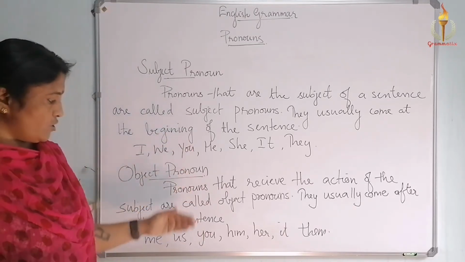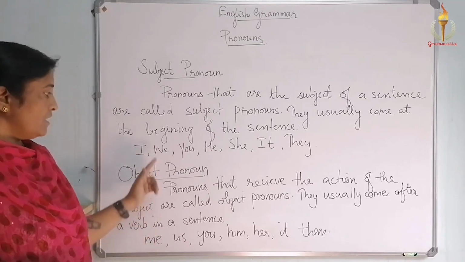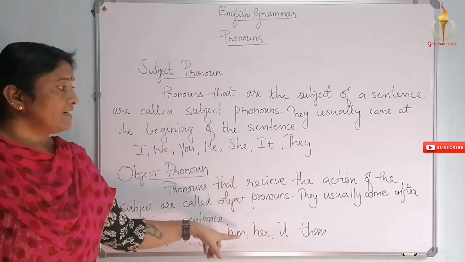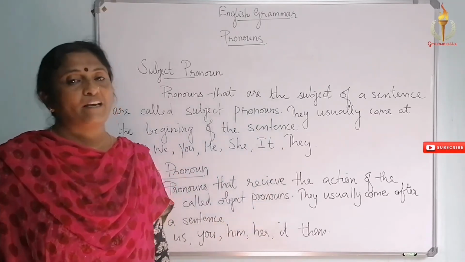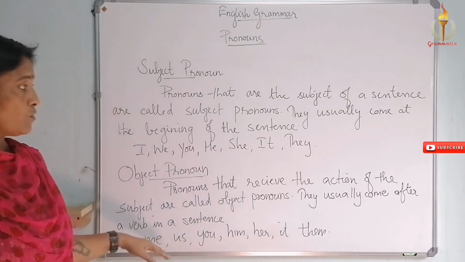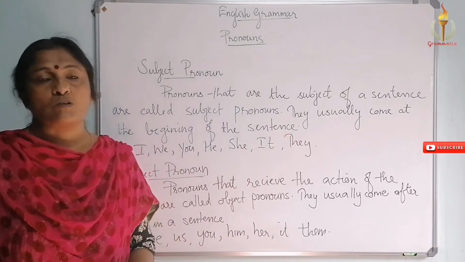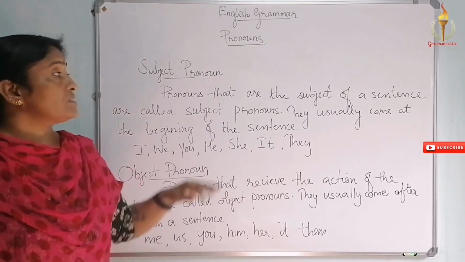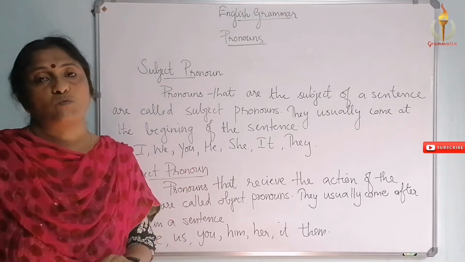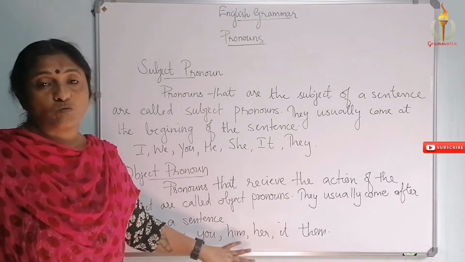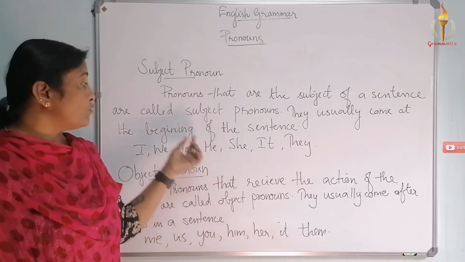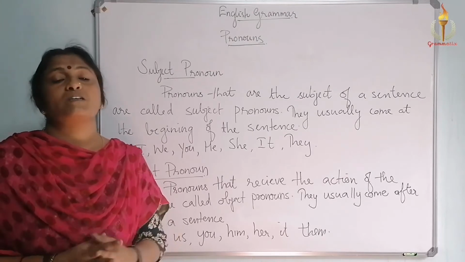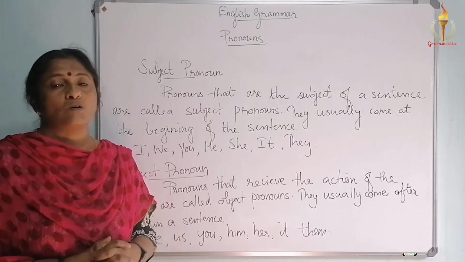Now see how it changes. I becomes me, we becomes us, you stays you, he becomes him, she becomes her, it stays it and they becomes them. So these are the object pronouns of these subject pronouns. So each subject pronoun has an object pronoun. So these are also pronouns. You have to understand that for each subject pronoun you do have an object pronoun. So these all come under the personal pronouns.